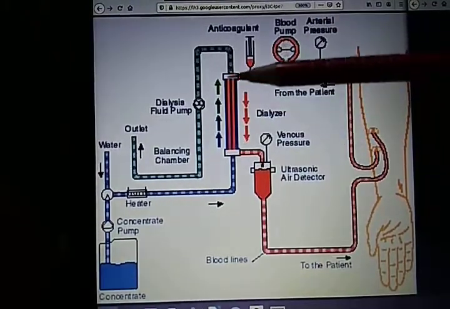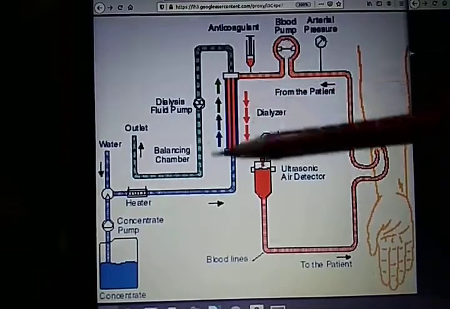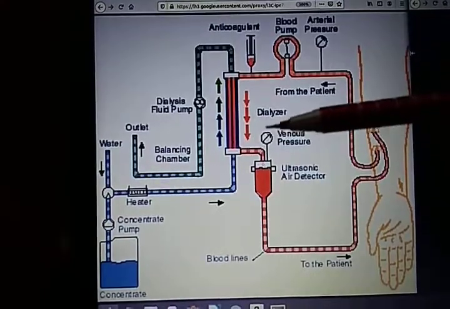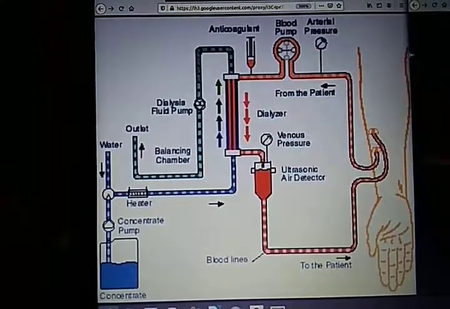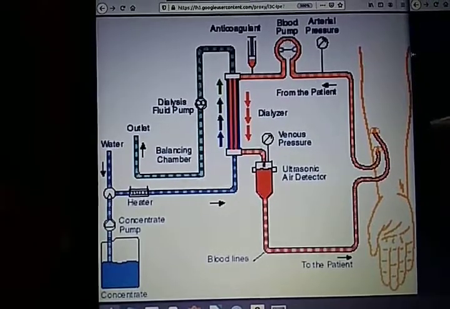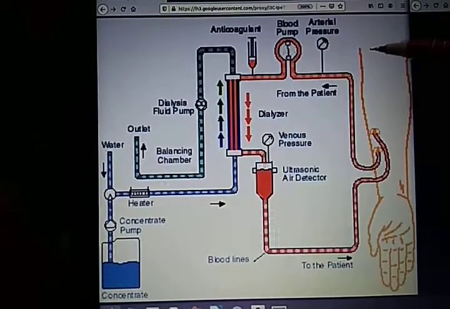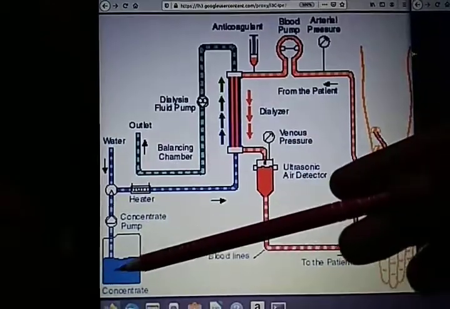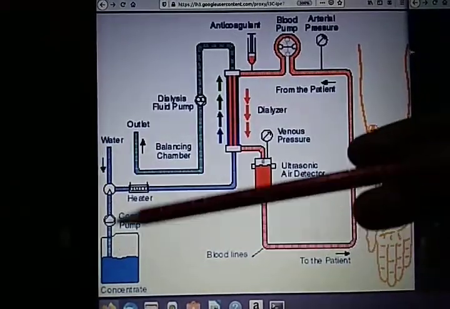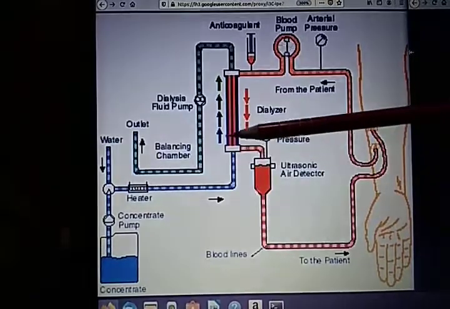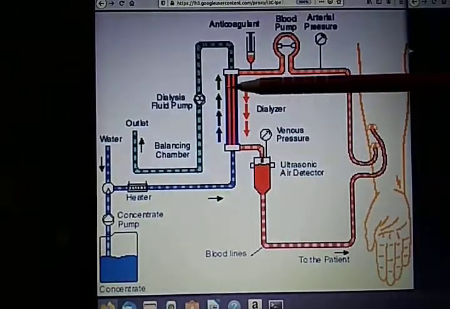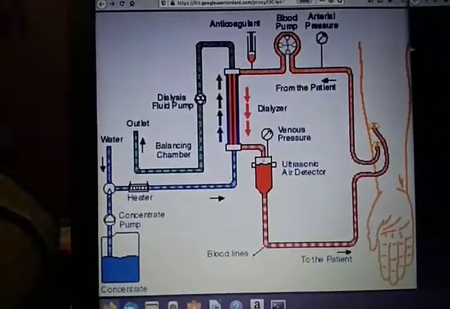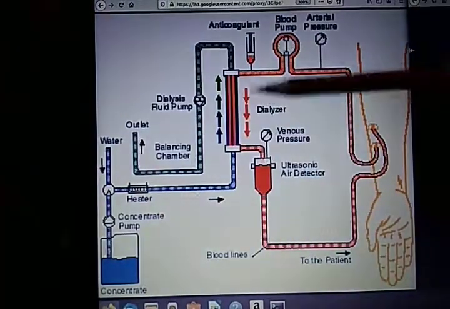The solute concentration, or the chemical concentration, in the dialyzer machine is maintained in such a way that it mimics the solute concentration of the kidney, which helps in osmosis. Okay, see, from the concentration pump, the solutes are continuously maintained so that it retains the concentration of that of a kidney.